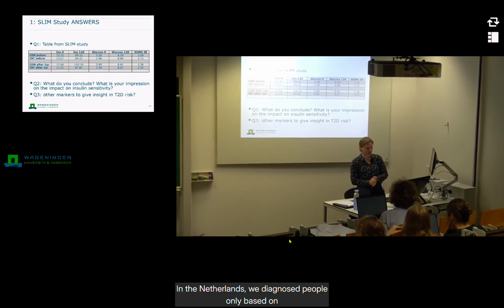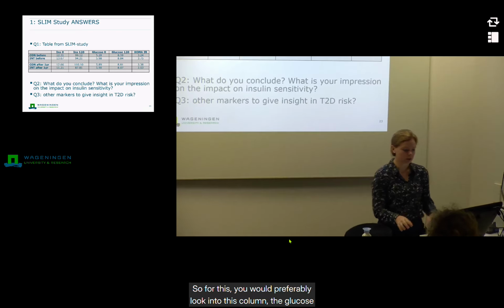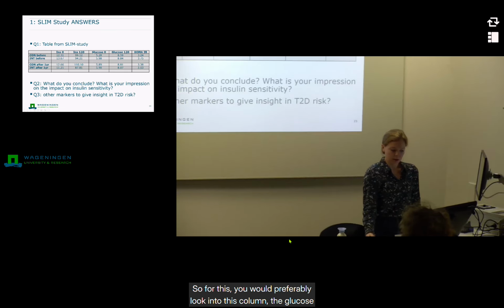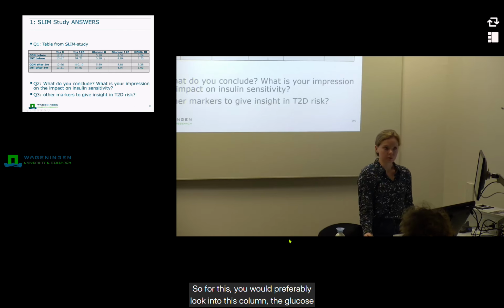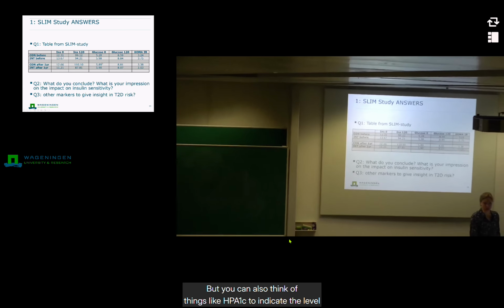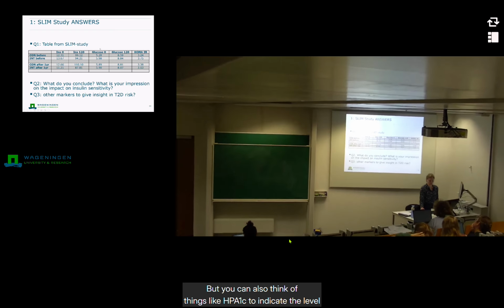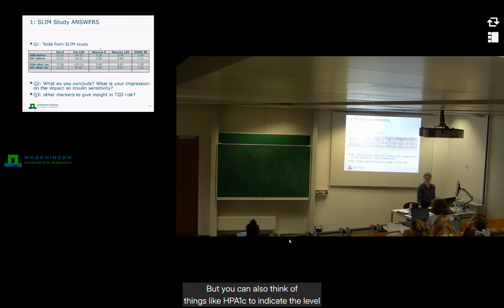In the Netherlands, we diagnose people only based on fasting plasma glucose levels. So for this, you would preferably look into this column, the glucose levels that were measured at fasting or at the baseline of the study. But you can also think of things like HbA1c, to indicate the level of glucose that was in someone's body for the last 2 or 3 months.